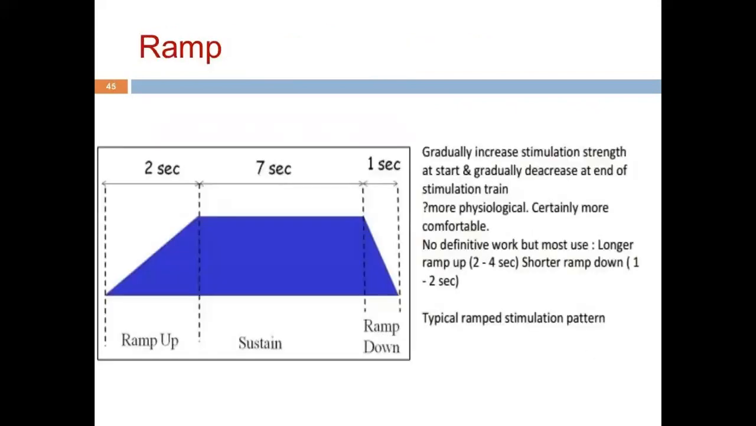Next is the ramp: a ramp up of 2 seconds, then sustaining 7 seconds, then 1 second of ramp down. It gradually increases stimulation strength at the start and gradually decreases at the end of the stimulation phase. This is more physiological and certainly more comfortable. There is no definitive work, but most use a longer ramp up of 2 to 4 seconds. As we have seen, the shorter ramp down is 1 to 2 seconds, typically in a ramped stimulation pattern.